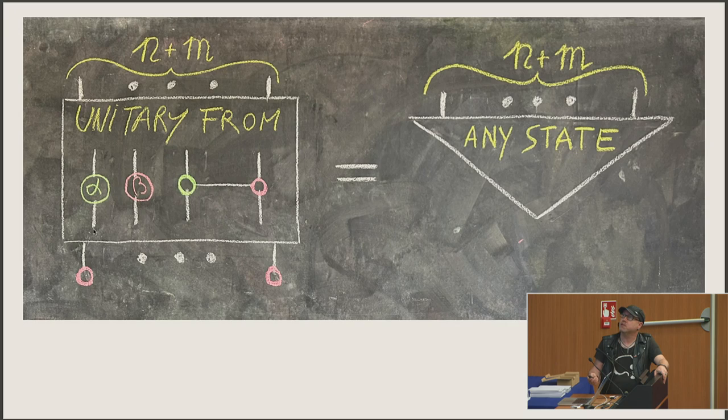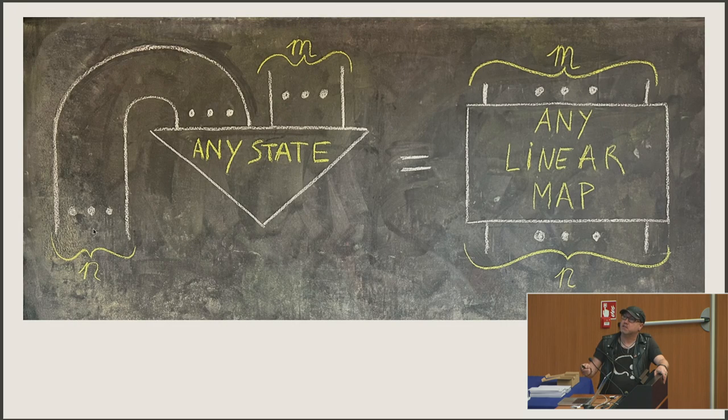So we have any state, and then the next thing is we take any state, and we're going to take, for example, these n outputs, and we bend them into inputs, and we take these m outputs and leave them to be outputs. This is called Choi-Jamiołkowski, or map-state duality. From any state, you can get any linear map if you do that. So in this way, we can represent any linear map. In the Dodo book, we give a much more elegant proof of this fact, not relying on existing work. So these spiders are a universal language for linear maps. That's kind of cool.